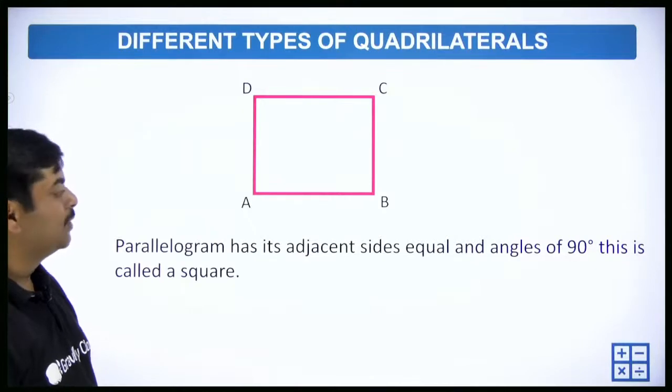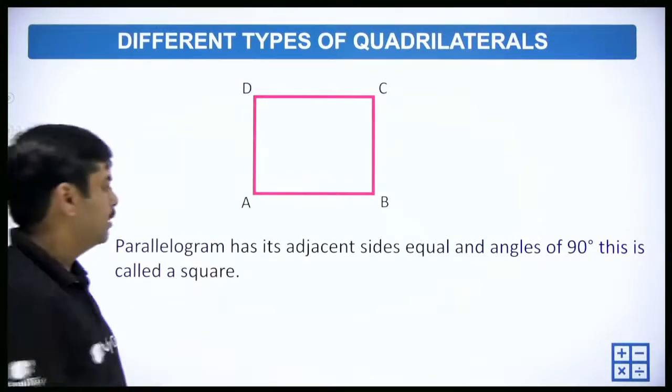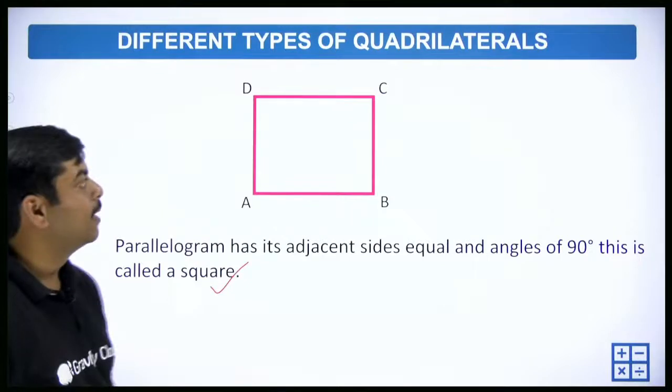A parallelogram has its adjacent sides equal and angles of 90 degrees, the same square. Once again the slide got repeated. Next one.